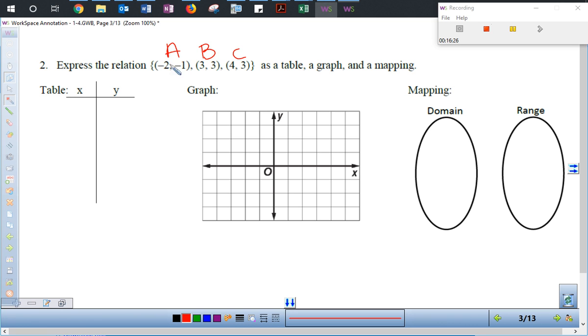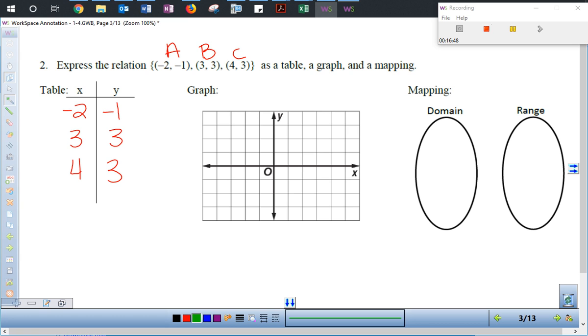So my first ordered pair is (-2, -1). So the x value is -2, the y value is -1. B is (3, 3). The x value is 3, the y value is 3. C is (4, 3). X value is 4, y value is 3. So we've taken my relation, we've expressed it as a table, now onto the graph.